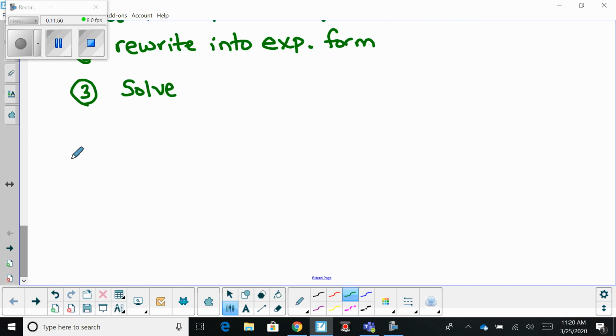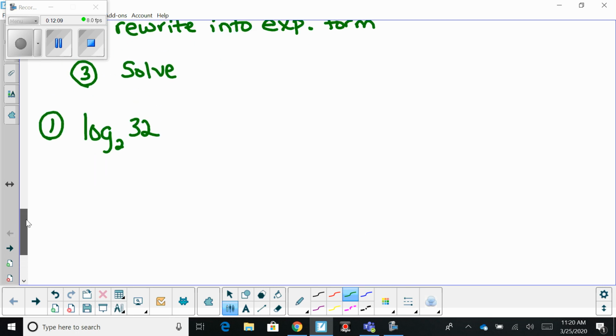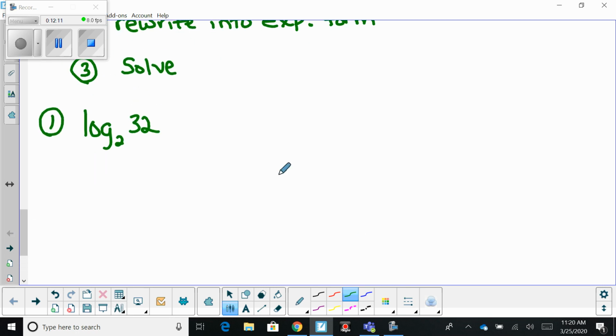All righty, so our first example. I have log base 2 of 32. Okay, so this is what the problem will look like when we give it to you and we ask you to evaluate it, which again, that's just a fancy word for finding the value of it. We are going to set it equal to x. Then we're going to rewrite it in exponential form.